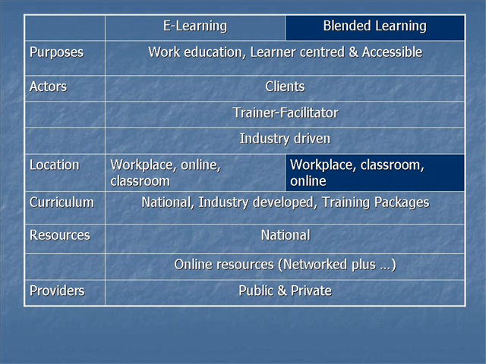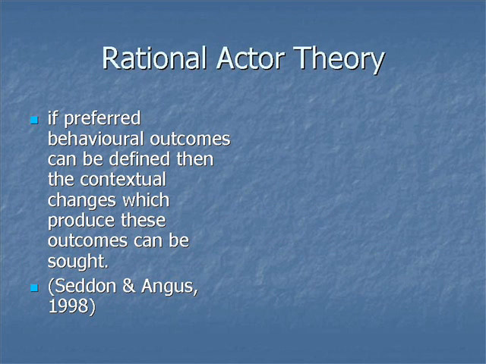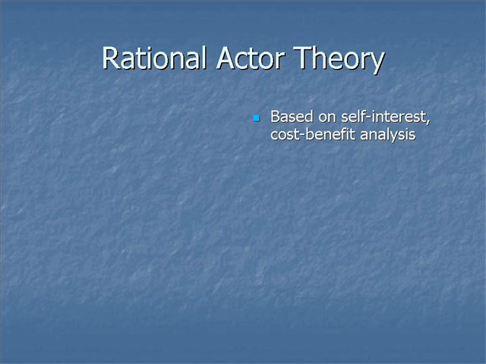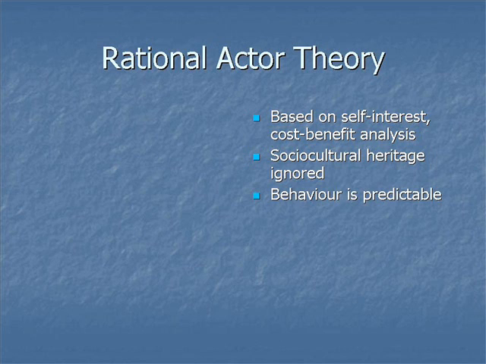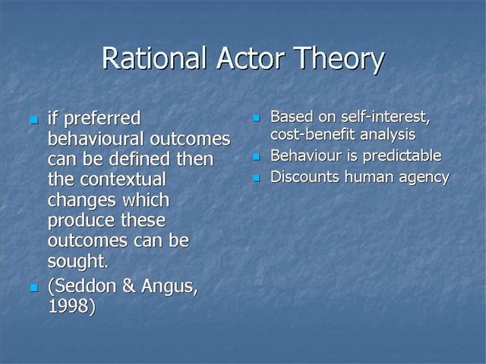In considering the institutional redesign of the emerging VET sector in 1998, Seddon and Angus assert that contemporary reformist governments have taken up the promise of institutional redesign informed by rational actor theory. If preferred behavioural outcomes can be defined, the contextual changes which produce these outcomes can be sought. The limitations of this approach are the assumptions that all action is based on self-interest rather than more complex motivations, that the importance of socio-cultural heritage is ignored, and that all behaviour is seen as predictable rather than differentiated with the possibility of unintended consequences. Rational actor theory discounts the importance of human agency.